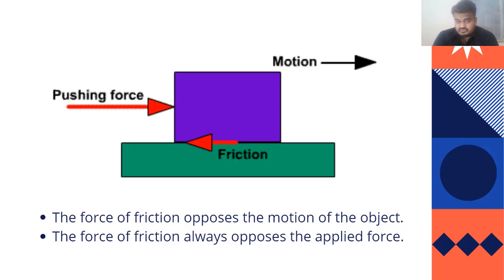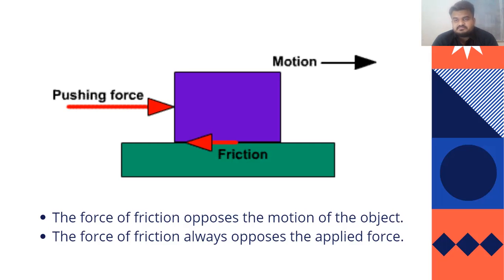So the force of friction opposes the motion of the object. It's very simple: the force of friction opposes the motion of the object. Frictional force always acts in the direction opposite to the motion. So it's very simple. The force of friction always opposes the applied force, so the motion will reduce.